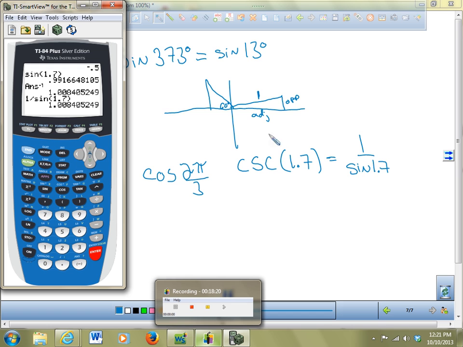So what that tells me is that 1.7 radians is really close to how many degrees, if this number is coming up to be 1. Where is sine equal to 1? How many degrees? 90 degrees. So I think that 1.7 radians is really close to 90 degrees.